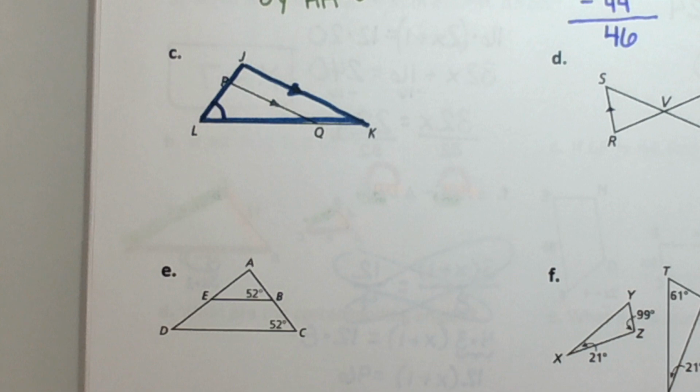So that is one pair of congruent angles. Angle L and angle L. And yes, I can call them both L because it's the same exact angle. That's the reflexive property in action.